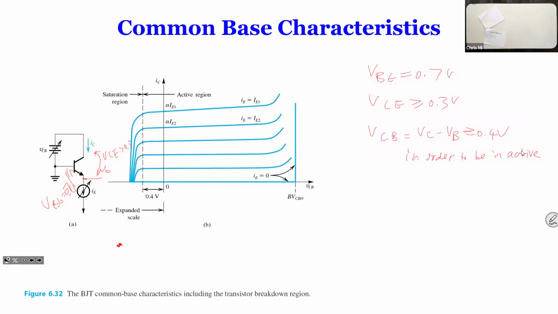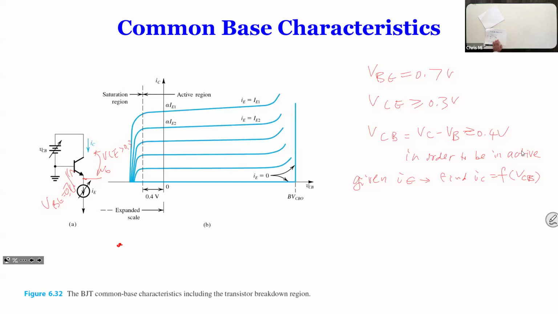So if you vary VCB, or if you vary VE, in this case, we have two variables to vary. So we vary VCB, or we vary, like, given IE, find IC as a function of VCB. This is basically what it does. For any given IE, I want to find what the IC is as a function of VCB.